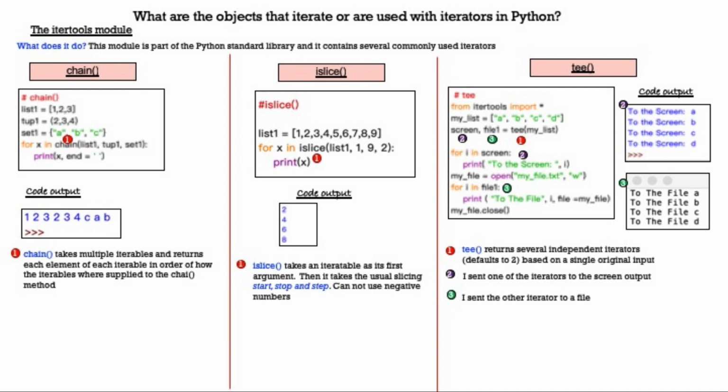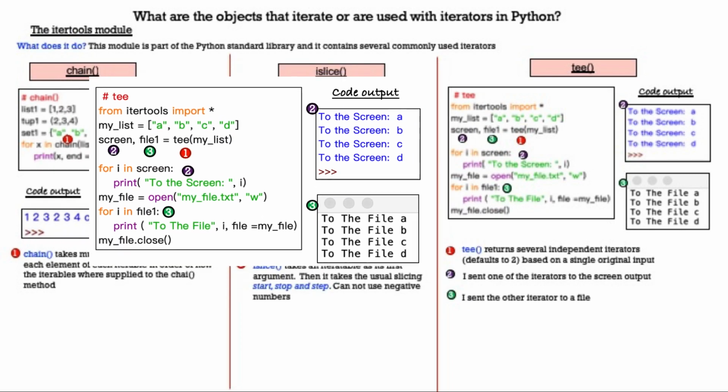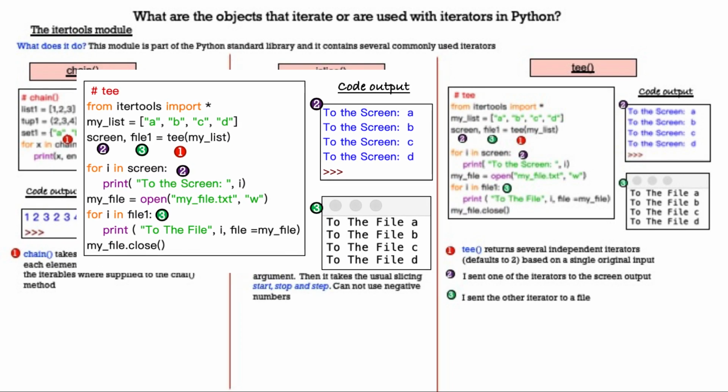Then we go over to t. T is very interesting. T returns several independent iterators. It defaults to 2 based on a single original input. I set one of the iterators to output to the screen and the other iterator to output to a file. So we have my list, A, B, C, and D, 4 strings. Screen and file equals t my list, both set to the same thing. So for i in screen, print to the screen, i.